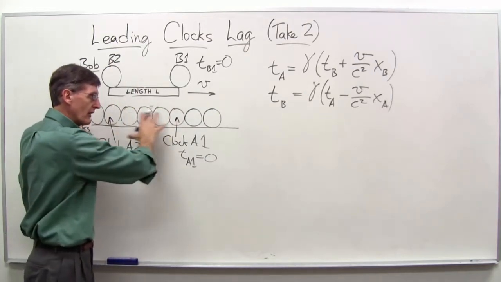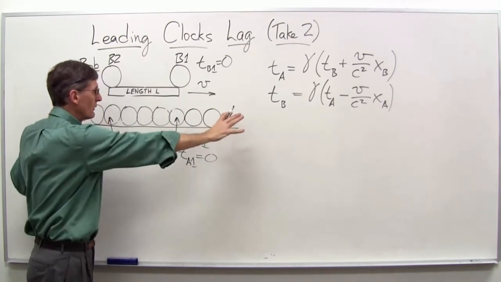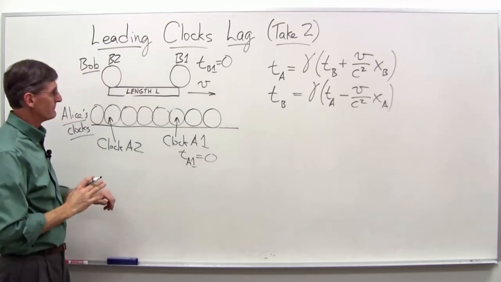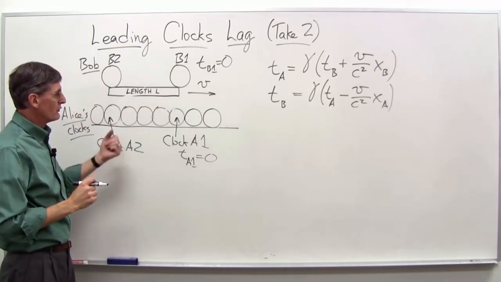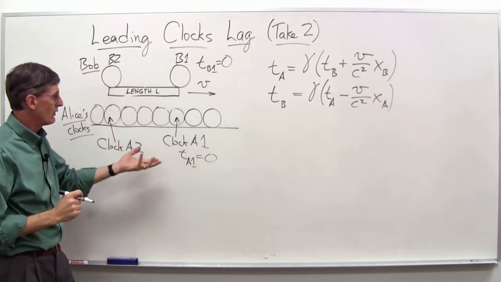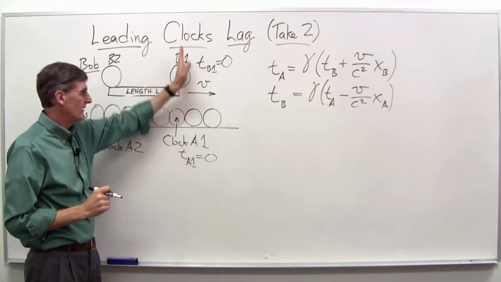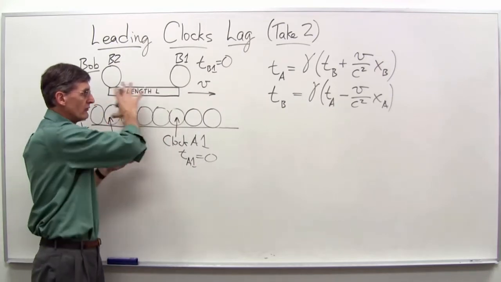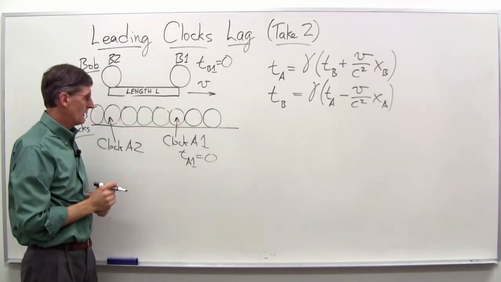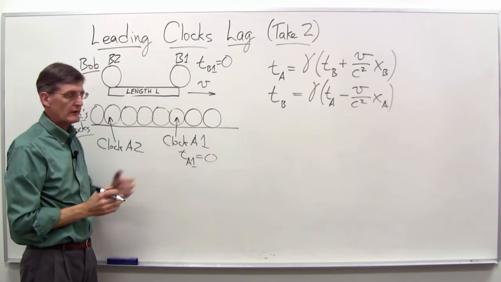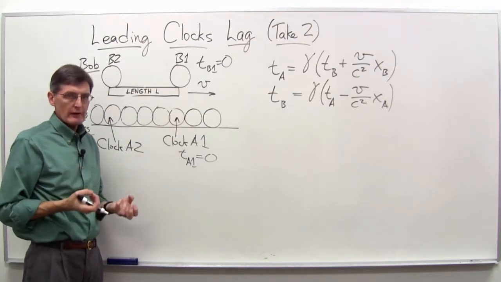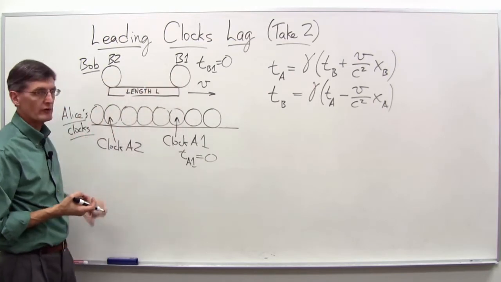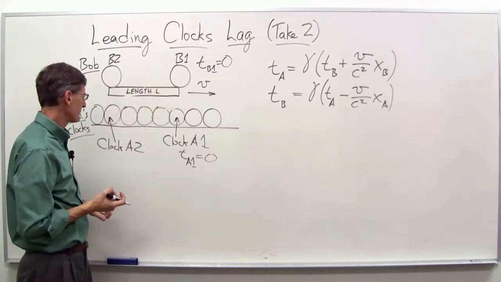Remember that as far as Alice is concerned, all her clocks are synchronized, and all Bob's clocks are synchronized as far as he is concerned. So we'll do that, and we'll also assume that this is our zero point, that x sub A equals 0 and x sub B equals 0 right at that instant as Bob passes by Alice, and the two clocks B1 and A1 line up. Okay, so we've set that up. So clearly this is the leading clock here. B2 is the trailing clock.